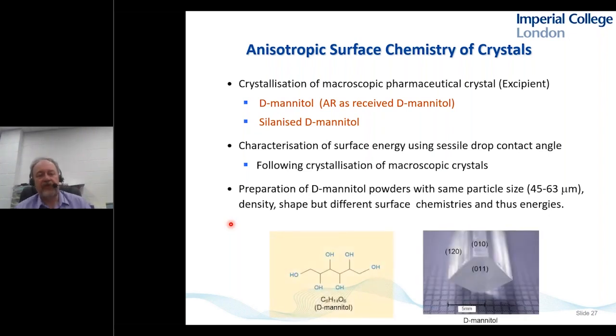So just to remind you, there's a structure of D-mannitol, and what you can see is a lot of hydroxyl groups. Here is the crystal that Raimundo grew many years ago, and you can see the 011, 010, and the 120 crystal faces. We'll see later on that the crystal is about 7 millimeters across and a couple of centimeters long. It's big enough for me to put a drop of a contact angle liquid on each crystal face. And what you're going to discover is that the data is different for the different crystal faces because of different concentrations of hydroxyl groups.